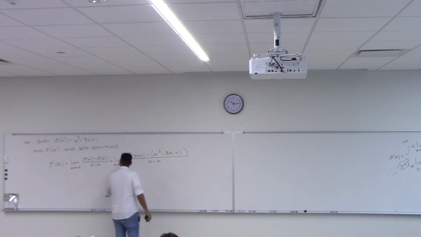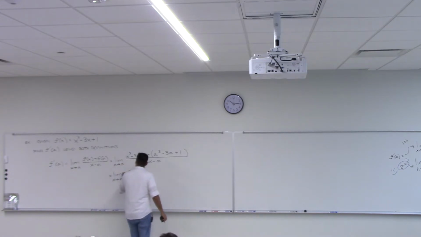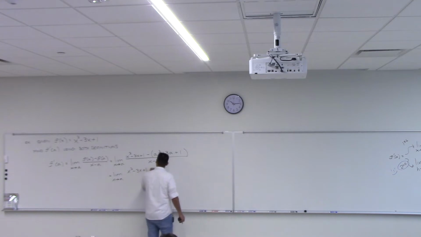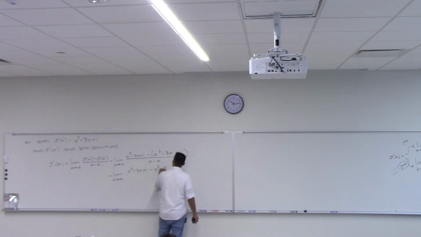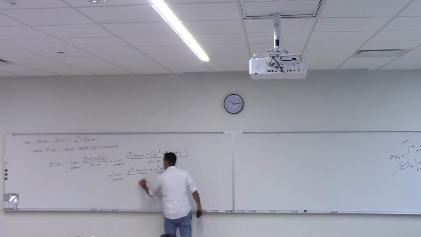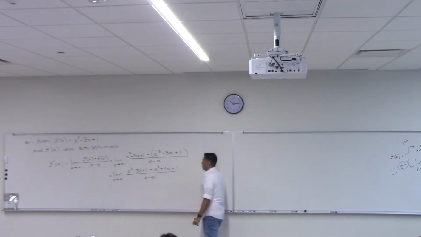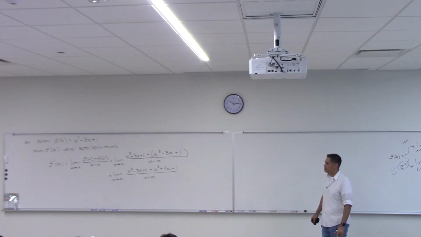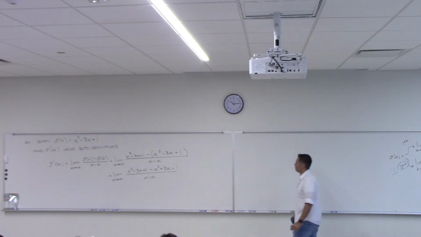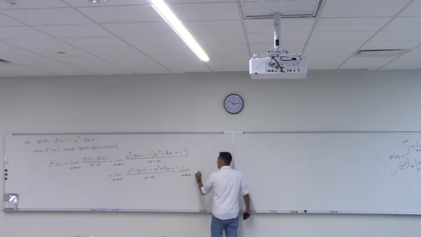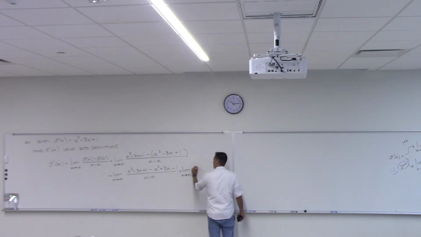Limit x goes to a, x cubed minus 3x plus 1 minus a cubed plus 3a minus 1 all over x minus a. Hey, we actually have some good stuff here, don't we? Do y'all see the ones go away? All right, the ones go away. So I have limit x goes to a. Then I have, what is that?